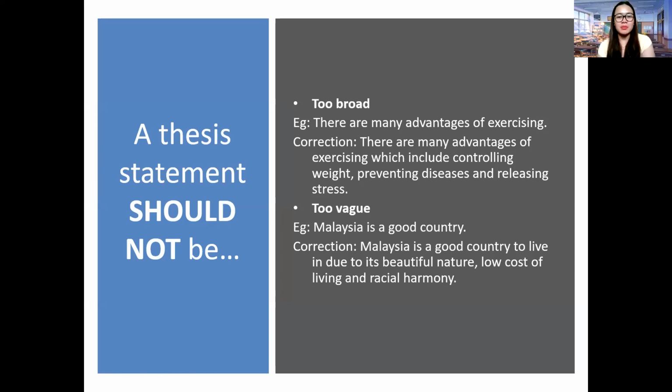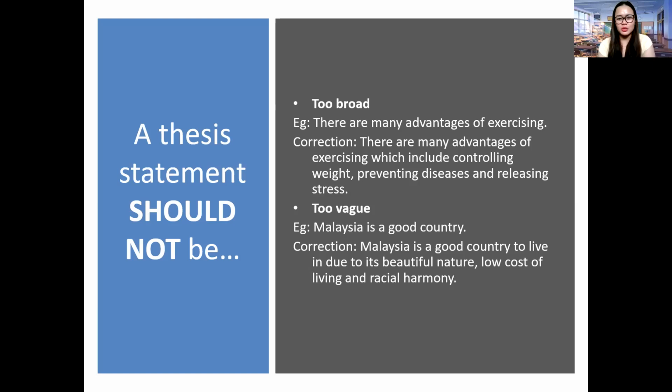What I meant by too broad: there are many advantages of exercising, like that's it. What are you going to talk about? We don't know, right? So instead of saying that, you should say: there are many advantages of exercising, which include one, controlling weight, two, preventing diseases, and three, releasing stress. So now we know what you meant by advantages. We know you're going to describe and explain these 3 points. So it shouldn't be too vague.